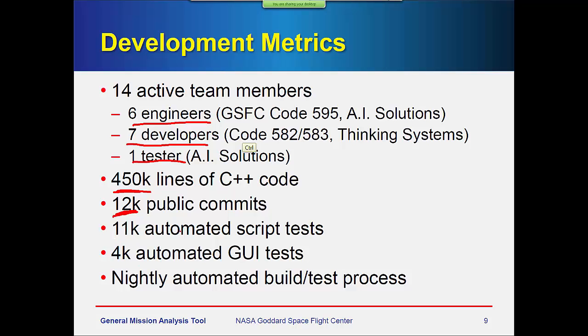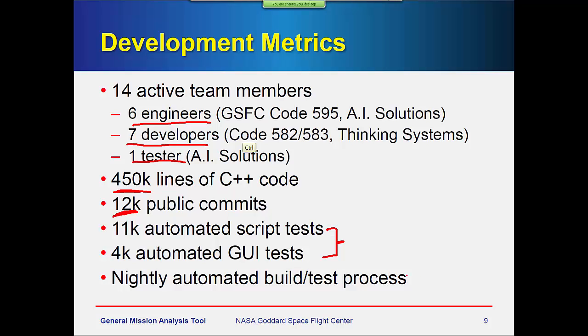I mentioned automated script testing and GUI testing. We have about 11,000 script tests that run every night and touch every part of the system. Another 4,000 automated GUI tests that run about, what is it, Tatiana, every week or so? Every week? Yep. So this is meant to give an impression of the amount of rigor that we put into making sure everything that's in GMAT is correctly functioning.